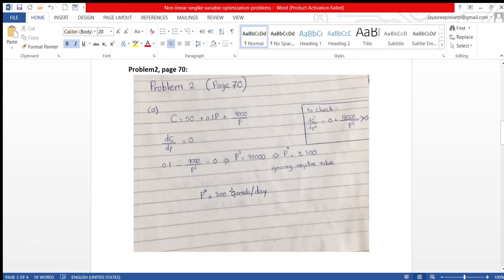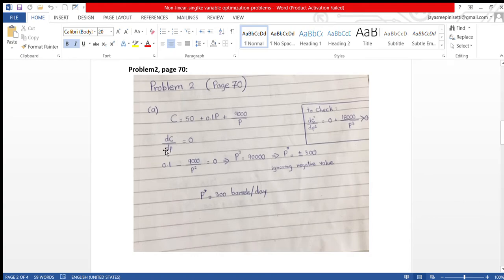They are also given the selling price. The selling price of PCl3 is $300 per barrel. What are they asking to determine? A: the production level of PCl3 giving minimum cost per barrel. The production cost should be minimum. Whether maximum or minimum, it's the same thing.